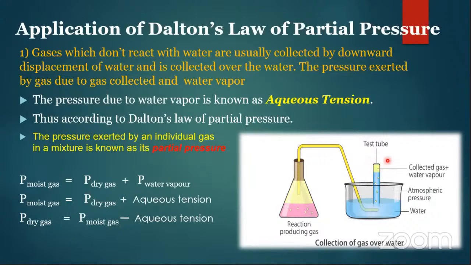Now what is the pressure created by this gas? This gas is considered moist gas. Why? Because this gas includes dry gas plus water vapor, since there is already water. The gas coming from this reaction is considered dry gas. So the total gas is a mixture of dry gas as well as water vapor. The total pressure is equal to the dry gas pressure plus the aqueous tension, or water vapor pressure. This is called the pressure of moist gas. So the moist gas pressure is equal to the dry gas pressure plus aqueous tension. Now what is the pressure of dry gas? Moist gas pressure minus aqueous tension. Okay, so what is the way of calculating this dry gas pressure?